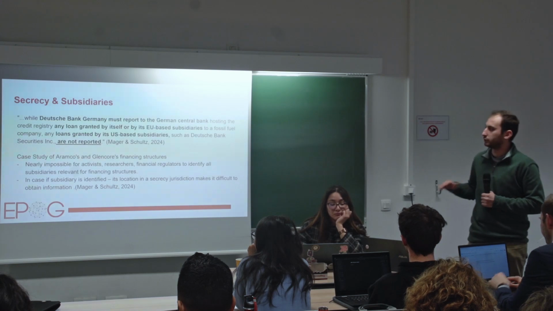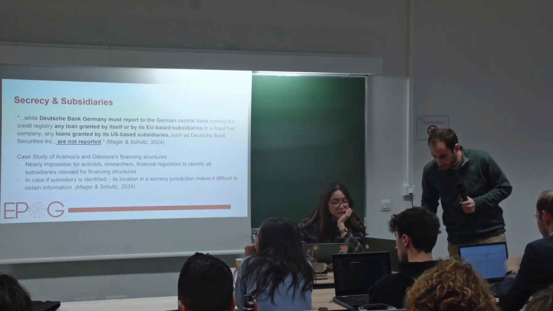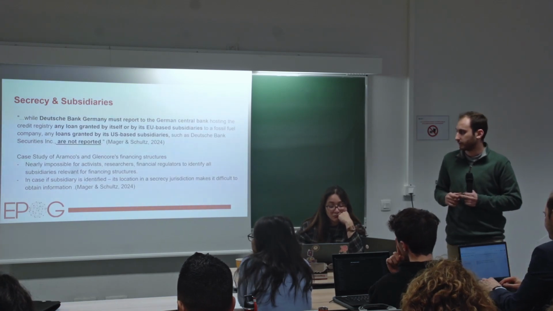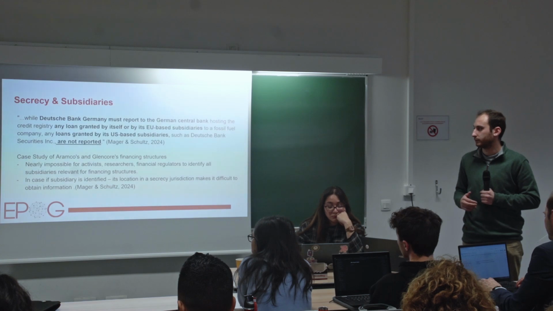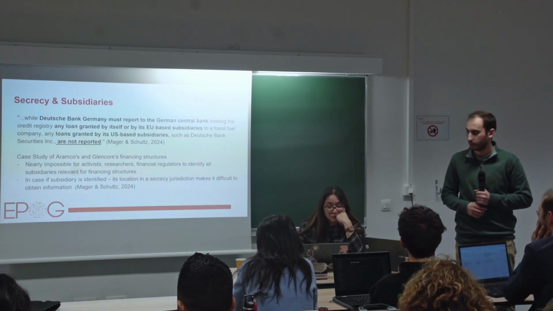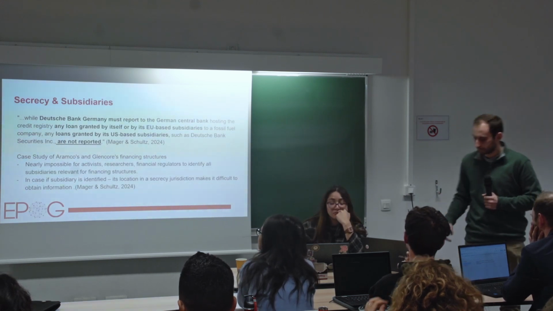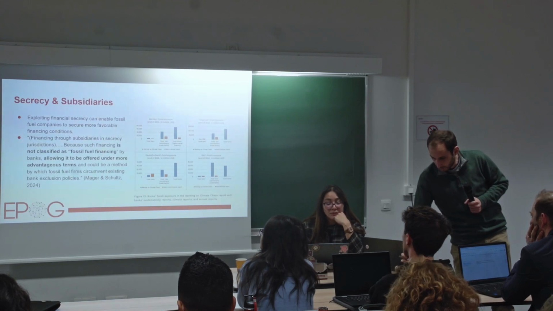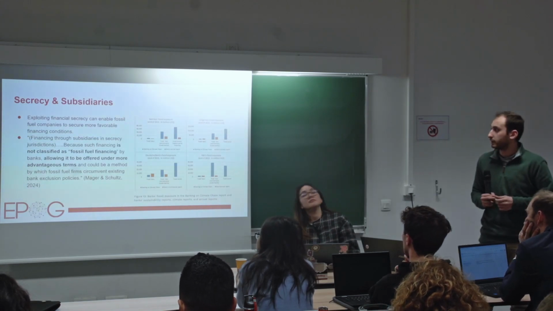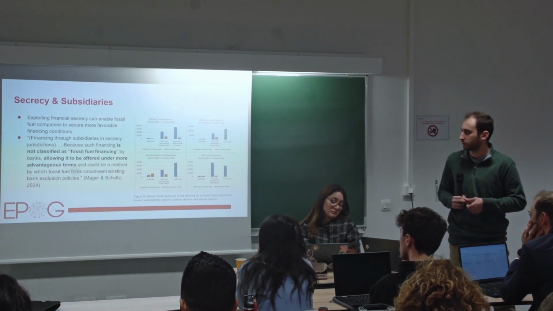And there is also a case study about how Aramco and Glencore's financial structures make it incredibly hard to identify all subsidiaries relevant to financing structures, even though it's in EU jurisdiction. Exploiting financial secrecy can enable fossil fuel companies to secure more favorable financing conditions.